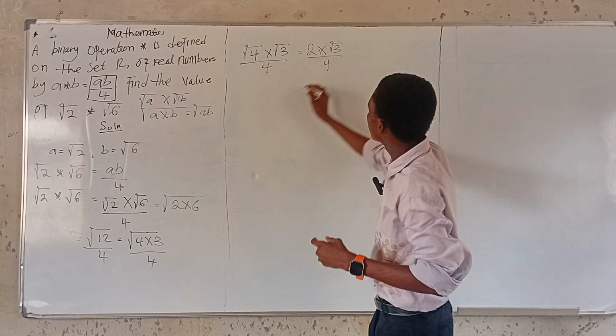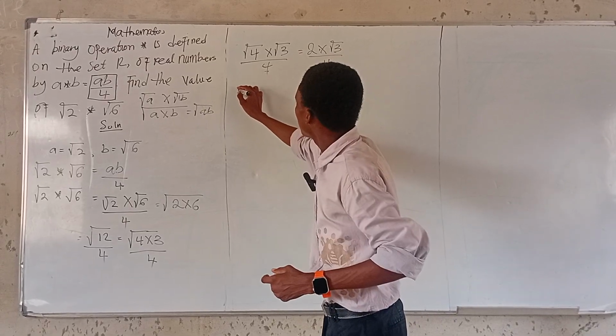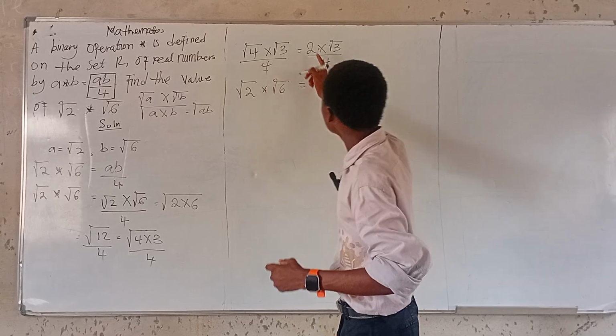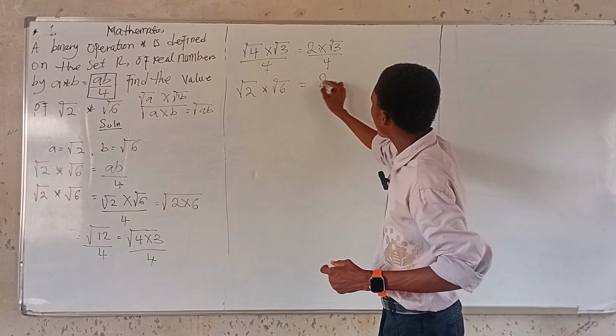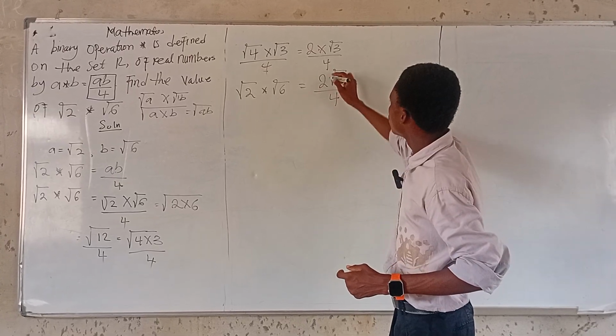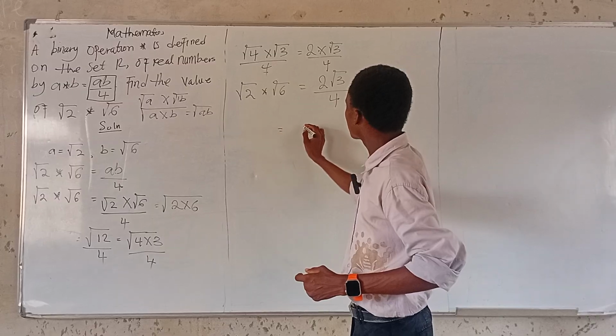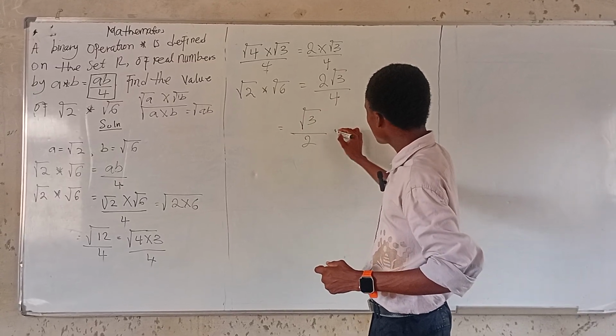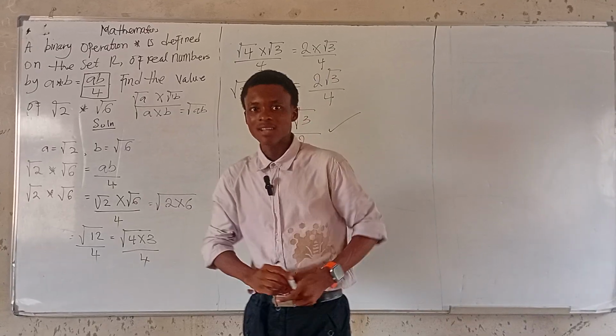We can have here the square root of 2 times the square root of 6 equals 2 times root 3, the square root of 3 all over 4. From here, what do we have? This equals the square root of 3 all over 2. And this is the right answer.